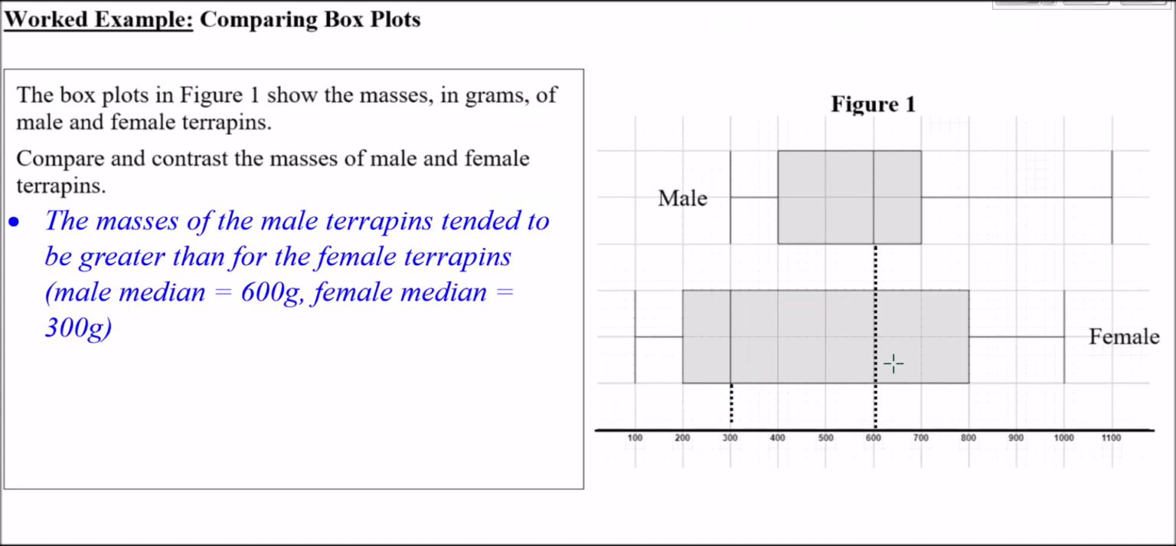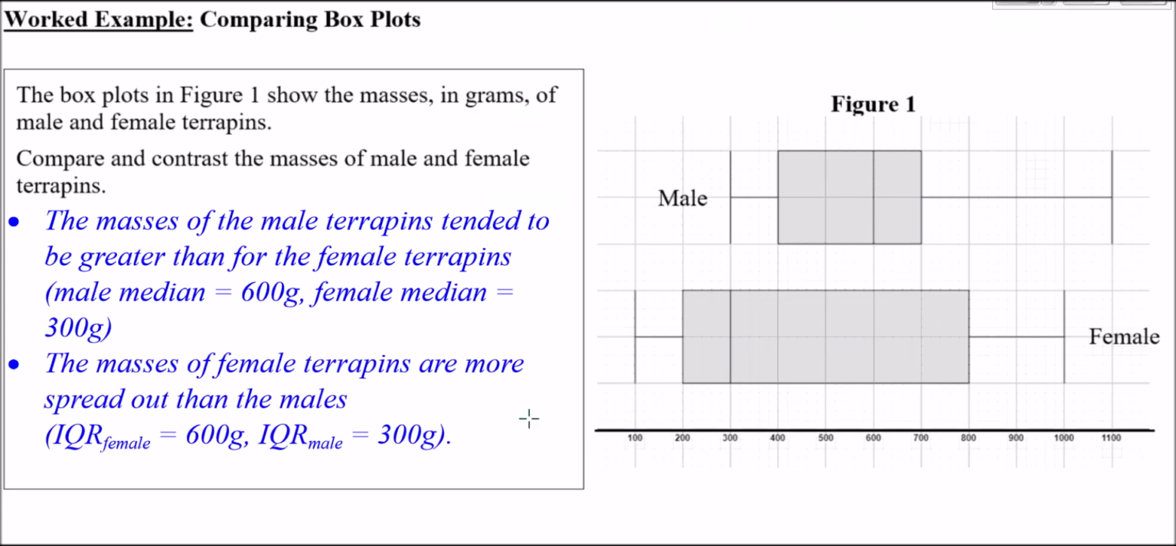So secondly, we can say, by comparing the interquartile ranges, that the masses of female terrapins are more spread out than the males. So the interquartile range for the females is 600 grams. From 200 to 800 is a gap of 600. Remember, interquartile range is how long the box in the middle is. So show that you've calculated the interquartile range for the females, which is 600, and the interquartile range for the males is 700 minus 400, which is 300.